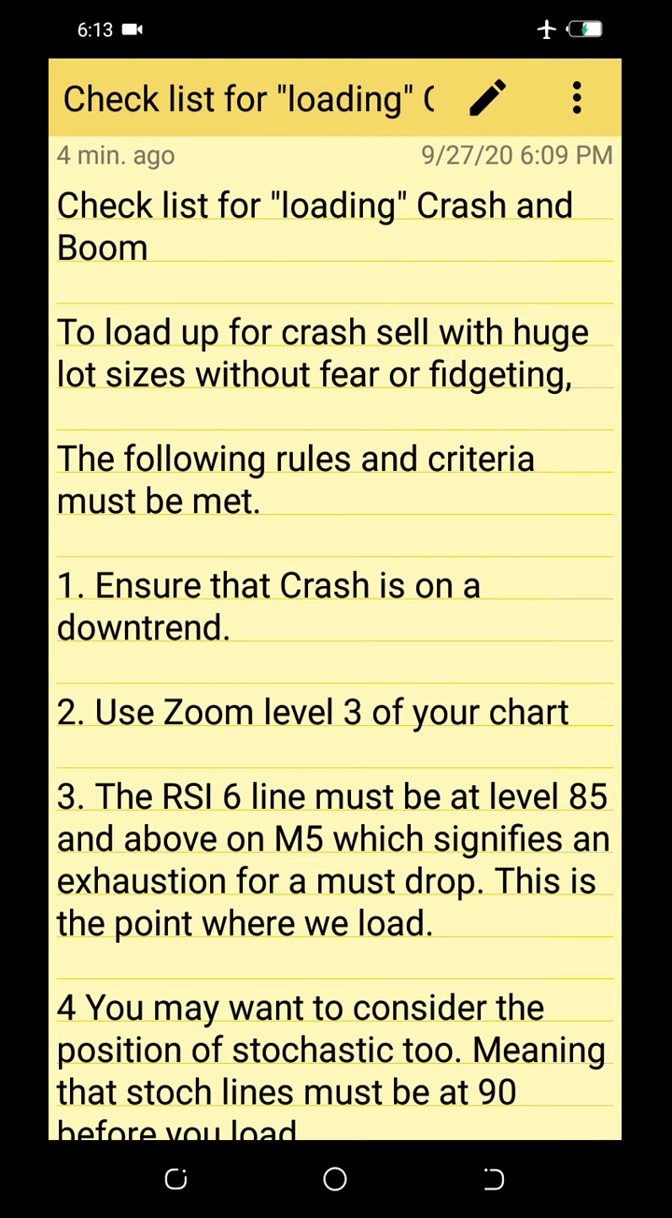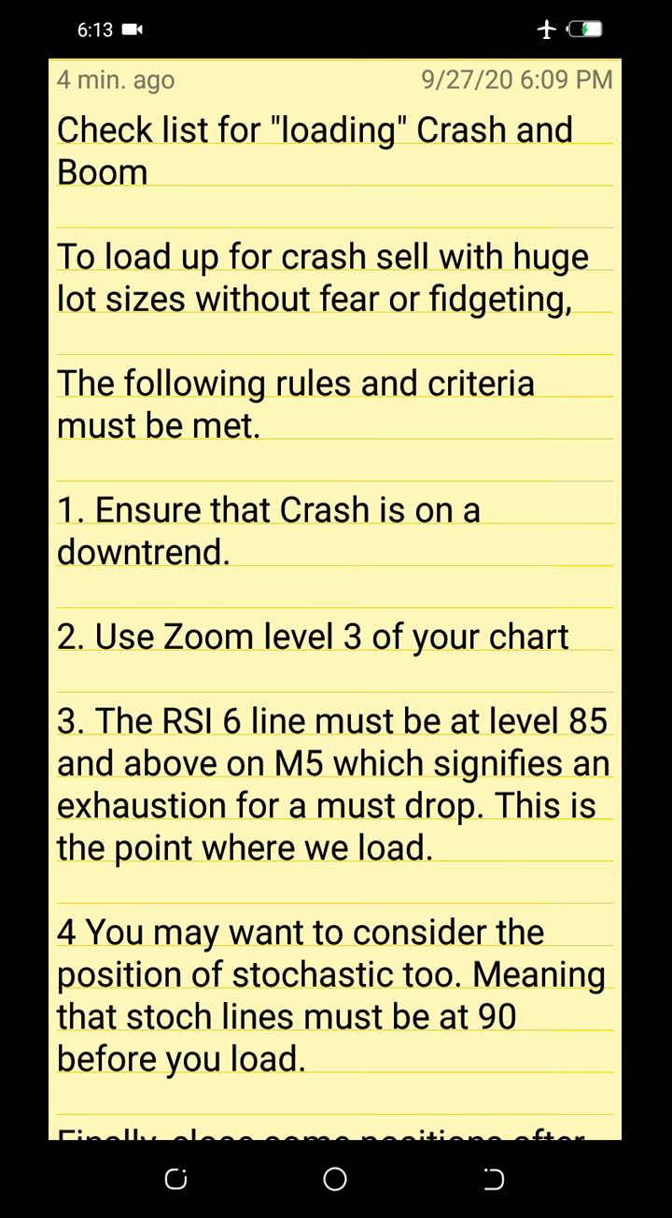Checklist for loading crash and boom. Now, to load up for crash sale with huge lot sizes without fear of fidgeting. What I mean is that for you to stack those trades without getting afraid, will it crash or will it not crash? Well, necessarily we don't trade crash. I mean, we don't trade the spike. We trade patterns. We trade structure. So you may want to go through all the videos I have made before so that you understand the pattern we are talking about.